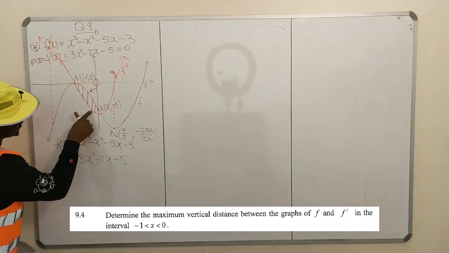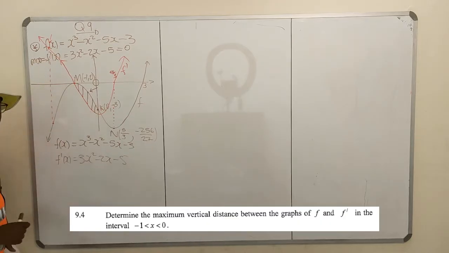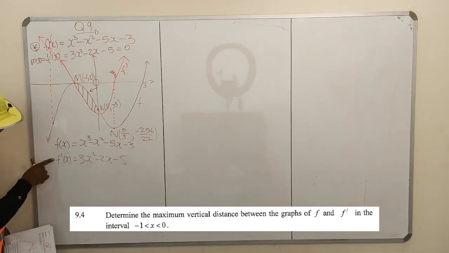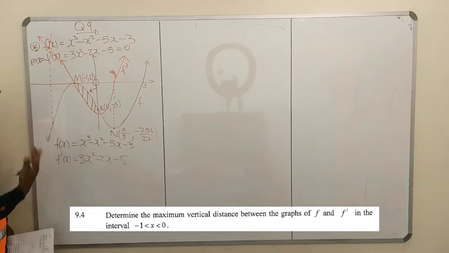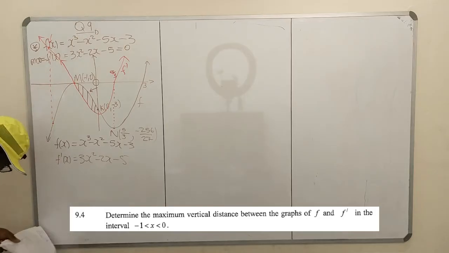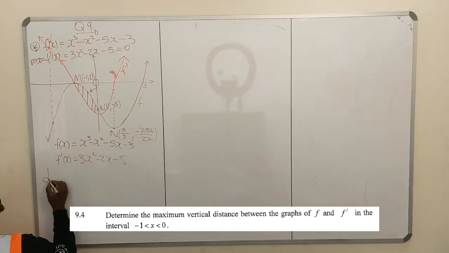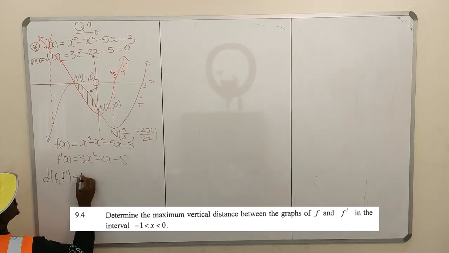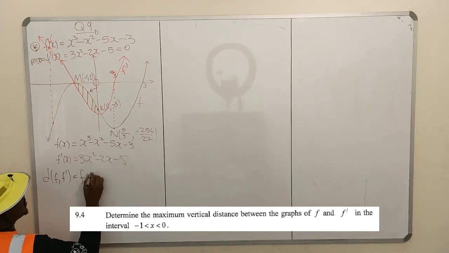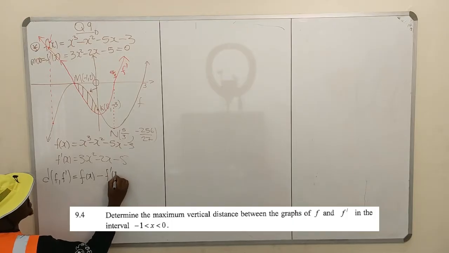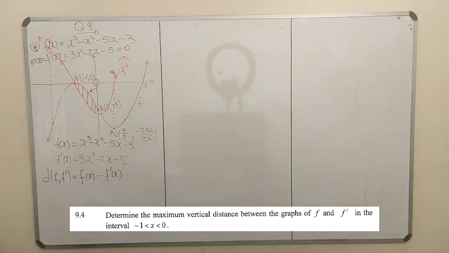This one y value is here. The other y value is up there. So now, if you want the distance between them, you will subtract the bigger y value with the smaller y value, which is what you did here. Right? So what we're going to do, we'll say, okay, the distance between f and f prime will be equal to f of x minus f prime of x. This is the distance between f and its derivative.